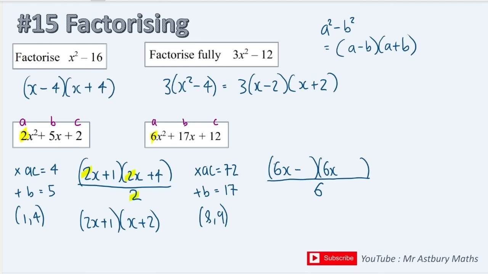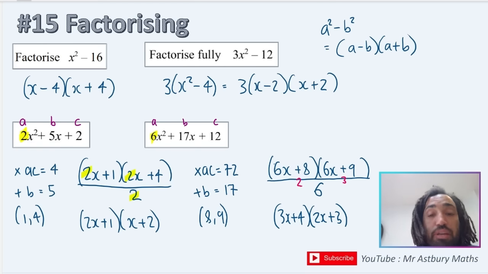I then put my numbers in, plus 8, plus 9, and I try to divide one of these brackets by 6, and we notice that we can't divide them by 6, but we could divide one of them by 2 and one of them by 3, which is exactly what we're going to do. We're going to divide this one by 2 and this one by 3, because overall that would be the same as dividing by 6. So dividing the left one by 2 is going to give me 3x plus 4, and dividing the right one by 3 is going to give me 2x plus 3. And we are done. Really important topic, this one.